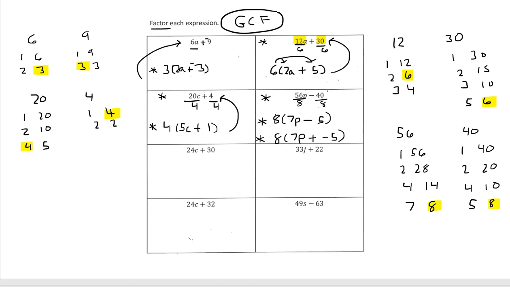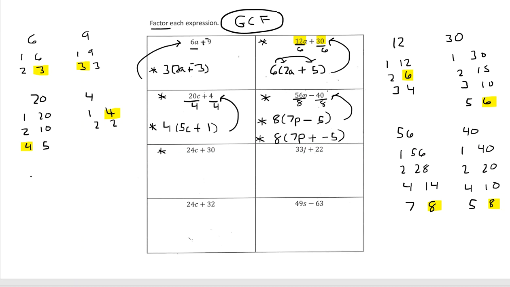Okay, so now let's distribute back through to make sure we can get back to our original answer. 8 times 7p is 56p, and 8 times 5 is 40. Okay, let's do a few more of these, and then I think you guys will be ready to practice some of these. Let's do 24c plus 30.